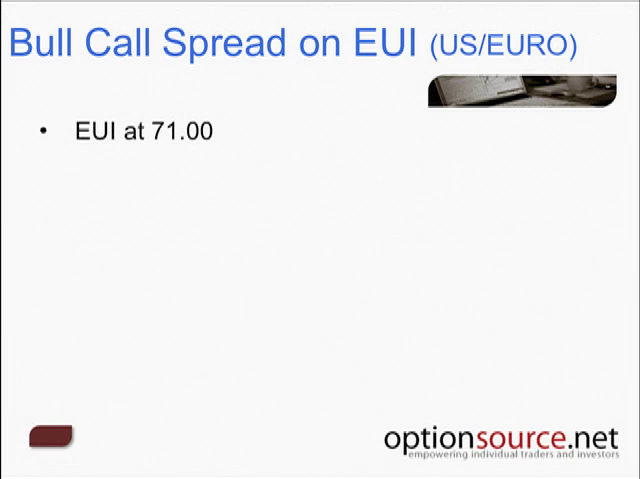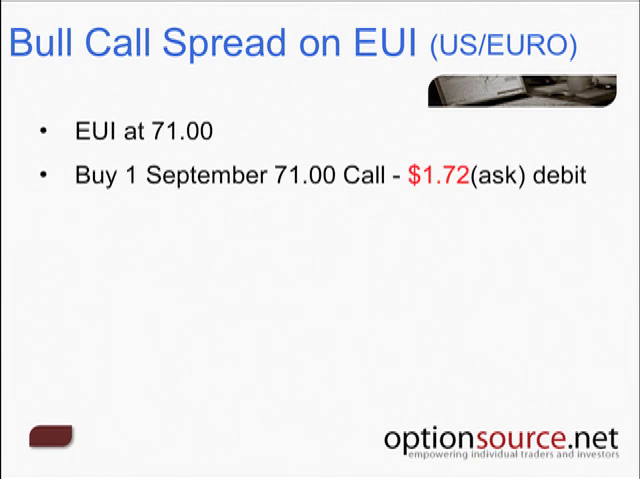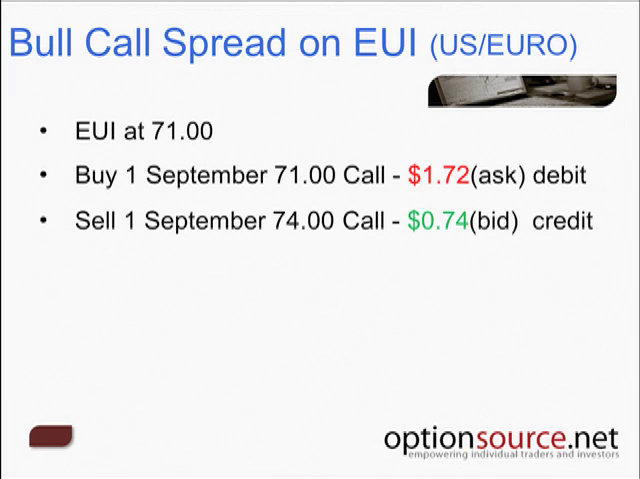So to illustrate that, let's just take a quick look at the dynamics of this position. So we're going to buy, the EUI is sitting at 71. Okay, we're going to buy one September 71 call option. And when I was putting this presentation together yesterday, the 71 strike September call option was asking $1.72. So that means that we would actually have to pay $1.72 or $172 per contract. So that, of course, would be a debit to our account.